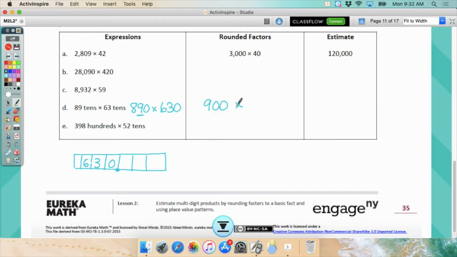Okay? The next number, I'm going to call on someone. Trip, 630. What do I do with it? Look at the 3. Leave it at 600. Okay, 9 times 6, Isaiah. 54. How many zeros? 4. Good.